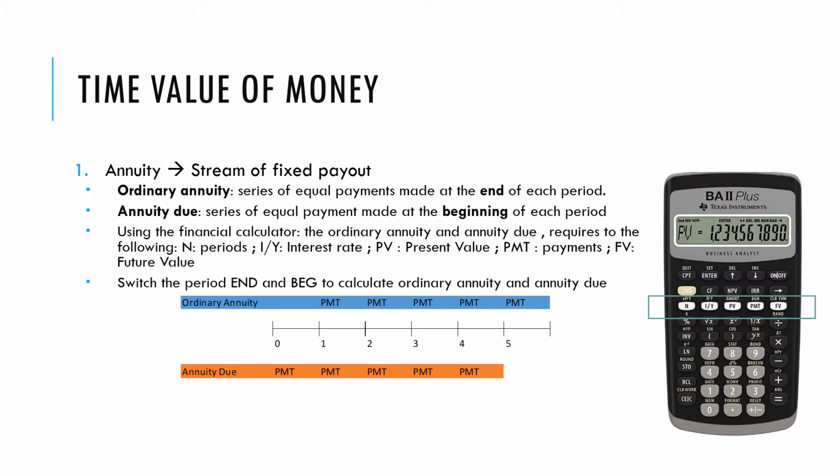An ordinary annuity is payments starting at the end of the period, while an annuity due is payments starting at the beginning of the period. Perpetuity is an infinite flow of payments.